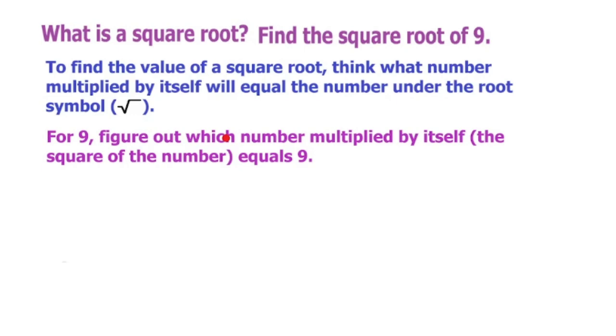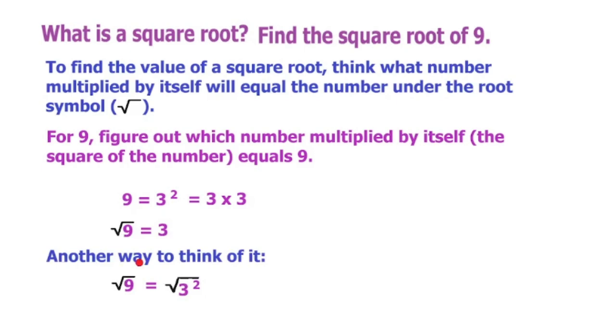So for 9, we know that 3 squared equals 9. That's basically the same as 3 times 3, right? This is 3 squared is 3 times 3. This is the number multiplied by itself, which is basically the square of the number. So now if we have to find the square root of 9, it equals 3.